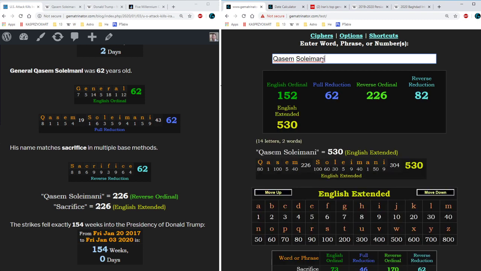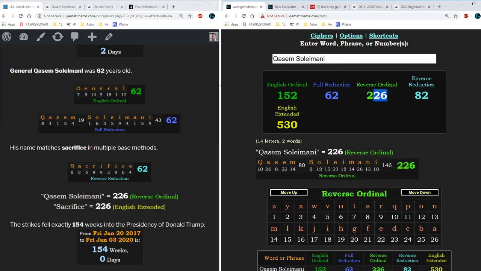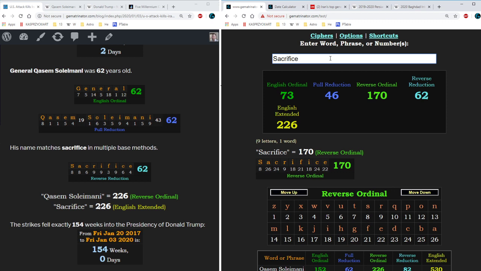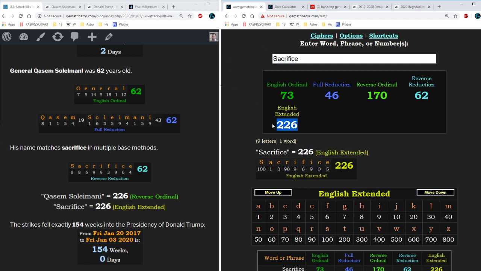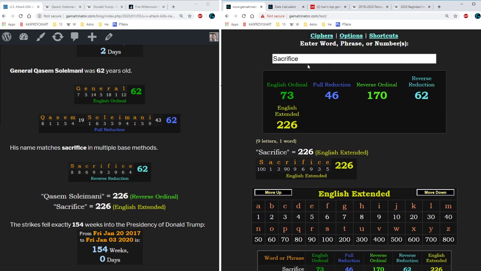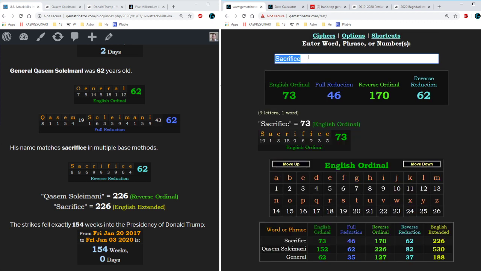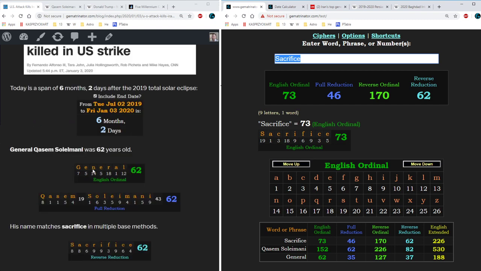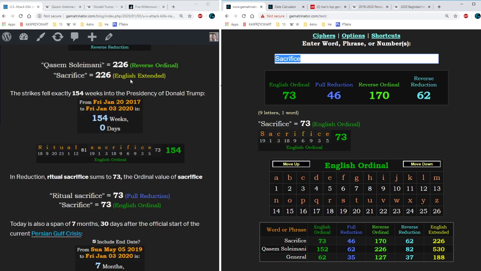Notice how the name Qasem Soleimani also sums to 226 in the reverse alphabetic order. This is the English extended value of sacrifice. The extended cipher amplifies the numbers instead of reducing them. This cipher closely mirrors Hebrew Gematria and Greek isopsephy. So his name equals sacrifice, just like general, the measurement to the eclipse.